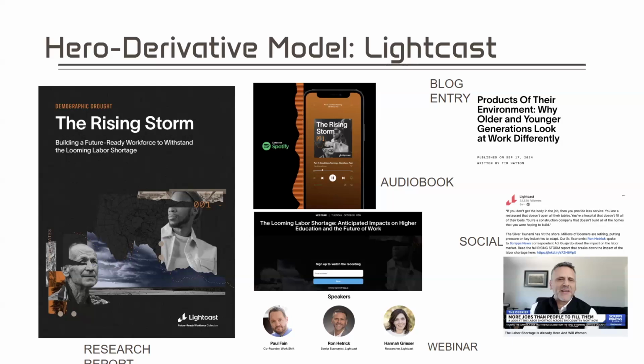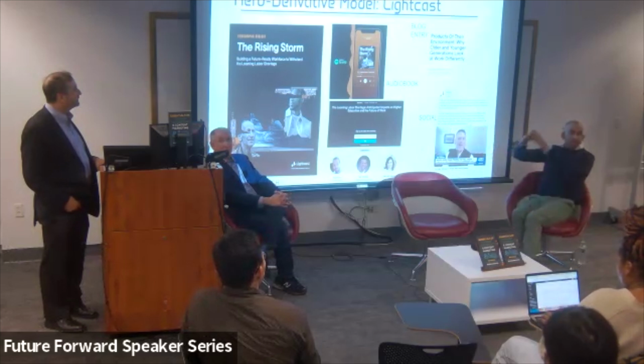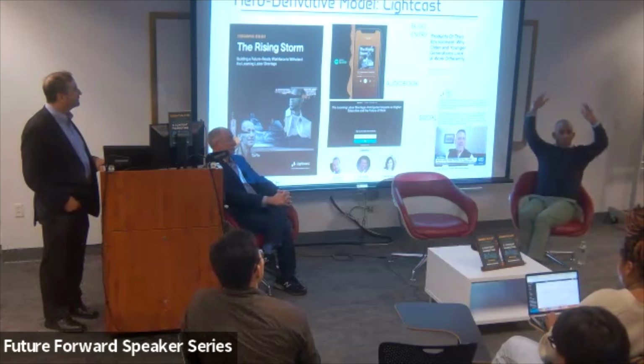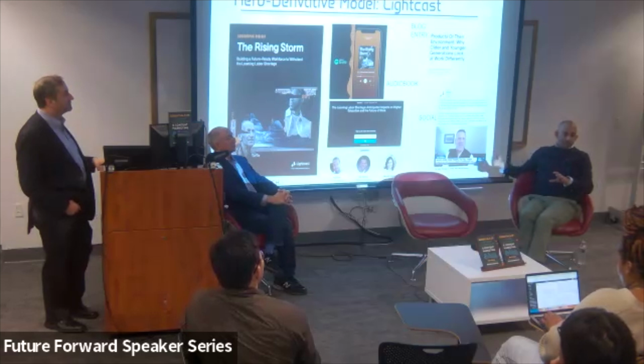We made a blog entry just about one aspect, how the older and younger generations look at work differently. That's like 6 pages of the report, but we pulled it out for a blog entry. We did a full webinar where we engaged a thought leader about what this topic looks like. And to date, we did 51 different social posts about this one report. So, the hero derivative model: start at thought leadership and go all the way down into all the different aspects of marketing that allow all of your different audiences to come in a different doorway to get to the place that you want them to.